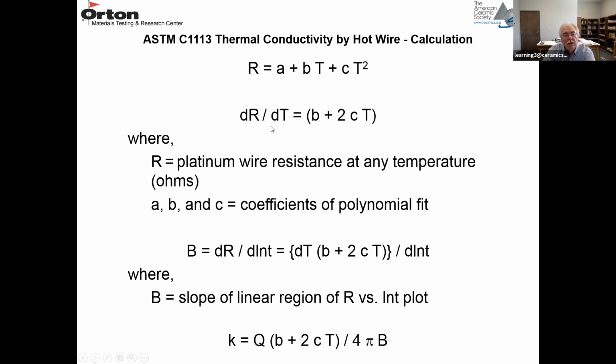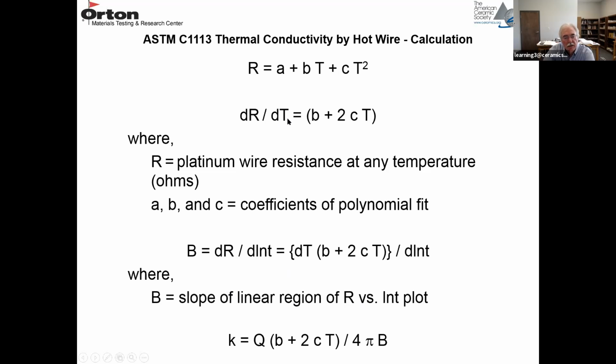So dR/dT is the change in the resistance as a function of temperature. It's the first derivative, so this is B plus 2 times C times T. R is the platinum wire resistance at any temperature. A, B, and C are the coefficients of a fit to get this value R. So B is the slope of the linear region in the R versus ln T plot, and that just equals dR/d ln T.